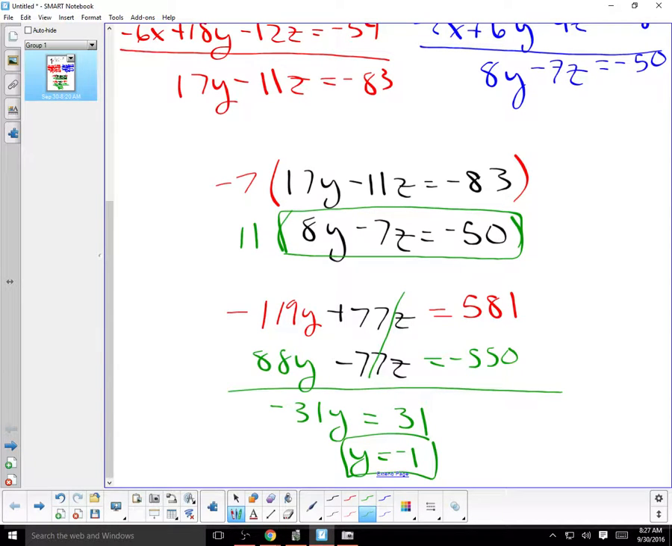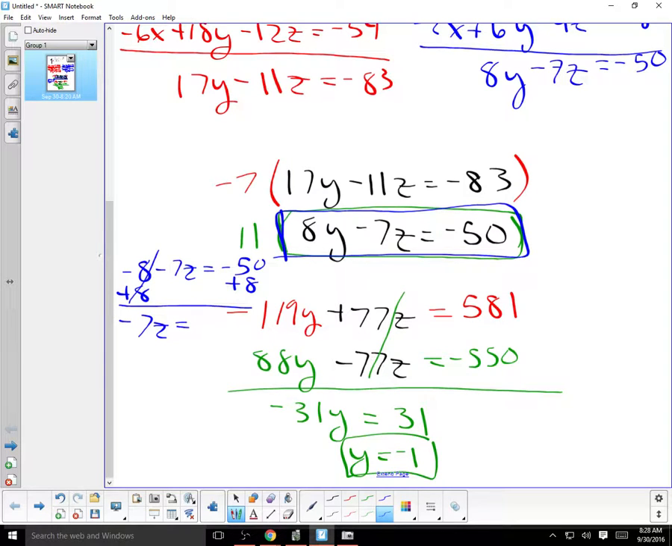So that means I've got, let's see, I'll use another color so it pops. I'm going to use this one right here. And I'm going to plug in my negative 1 that I got from y. So that's going to give me a negative 8, correct? Minus 7z is equal to negative 50, correct? Add 8 to both sides. That's going to become 0, so negative 7z is equal to negative 42. And if I divide by negative 7, z is how much? 6. Sweet. So there's y and z.